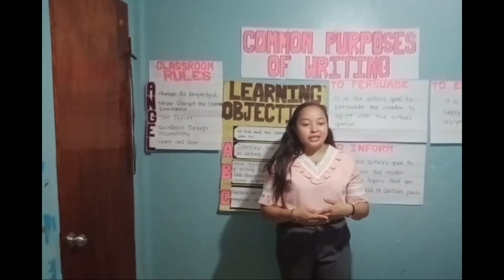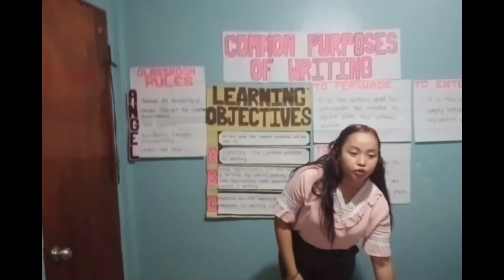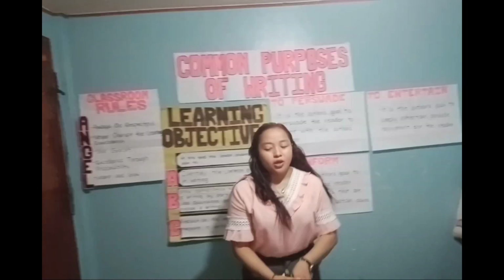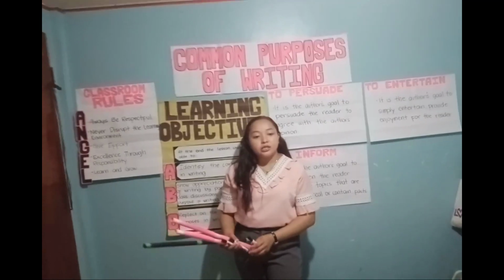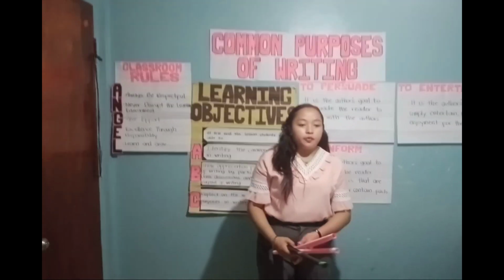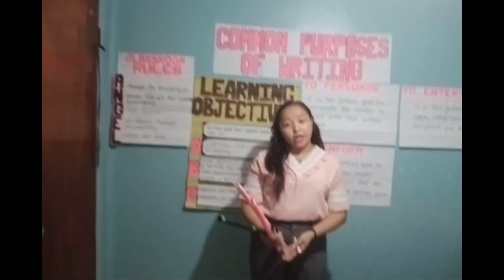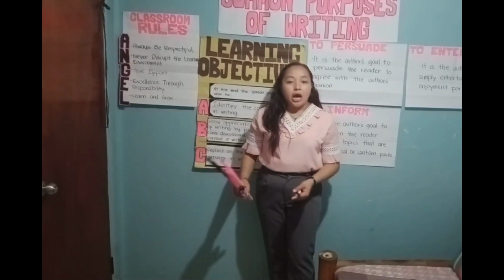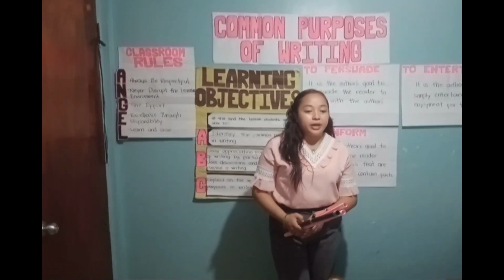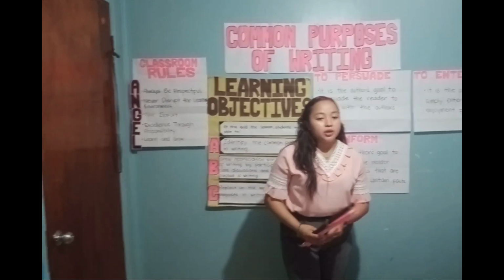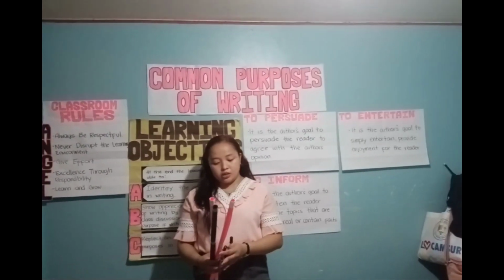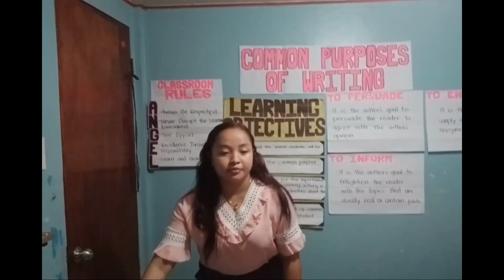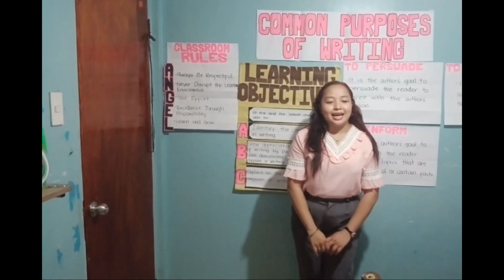This activity is entitled Belonging. I will divide you into three groups: group 1, group 2, and group 3. Your task is to work together and identify whether each picture has text to persuade, to inform, or to entertain. I will give you a minute to brainstorm with your group. After that, you will paste each picture under the correct category. This will be your materials needed. Understood, class? Yes, ma'am.